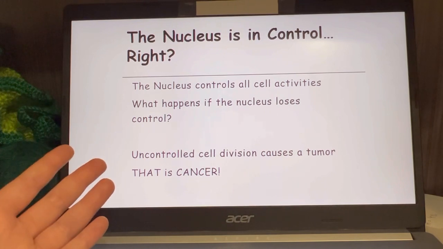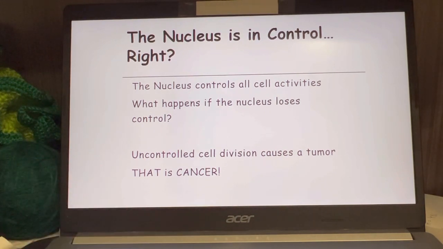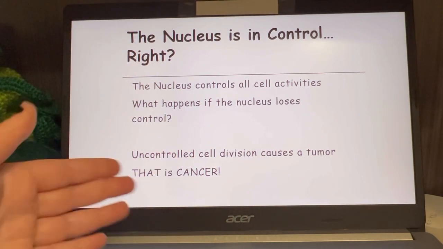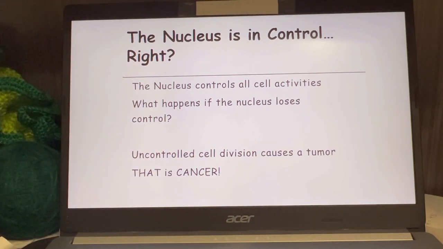So, when the nucleus loses control of mitosis, we get cancer. And if it goes on long enough, that cancer becomes malignant, and so on. So, cancer is basically cell division gone bad.